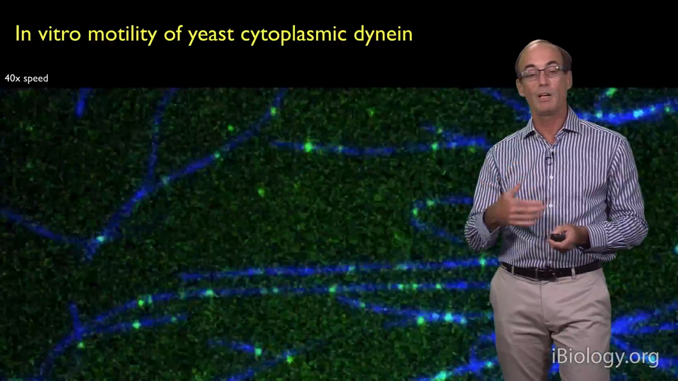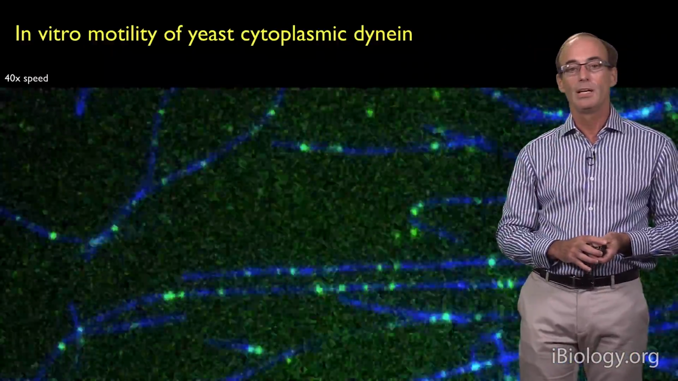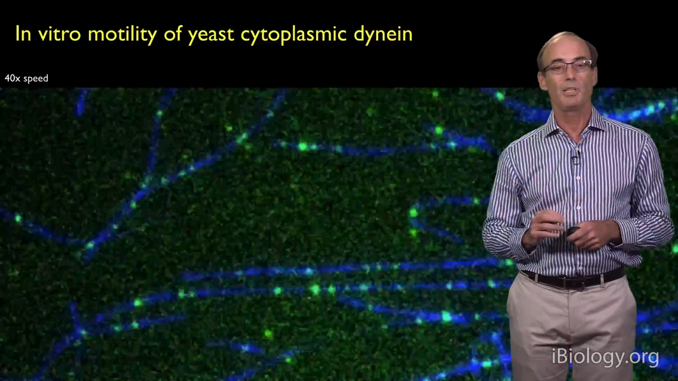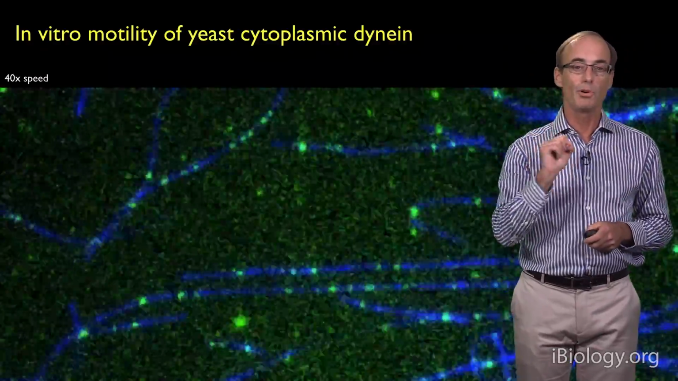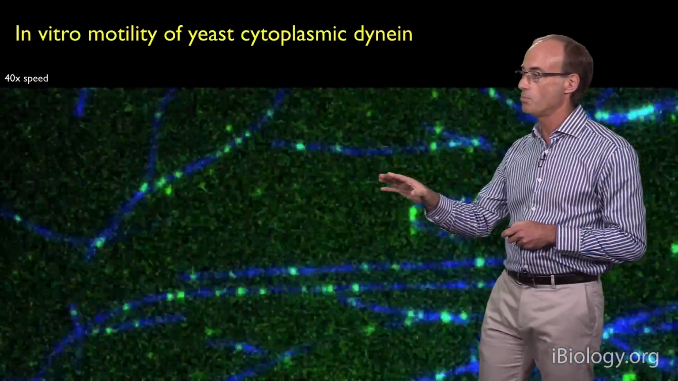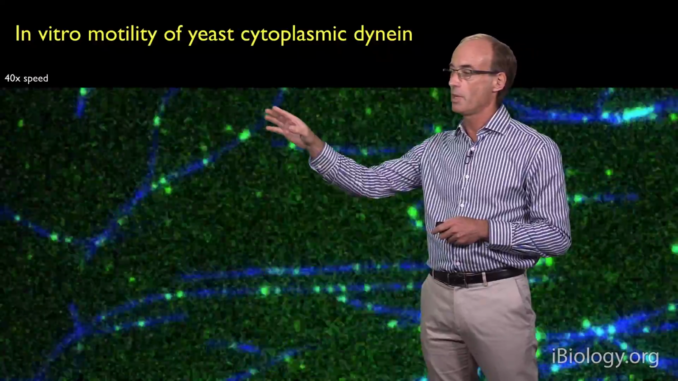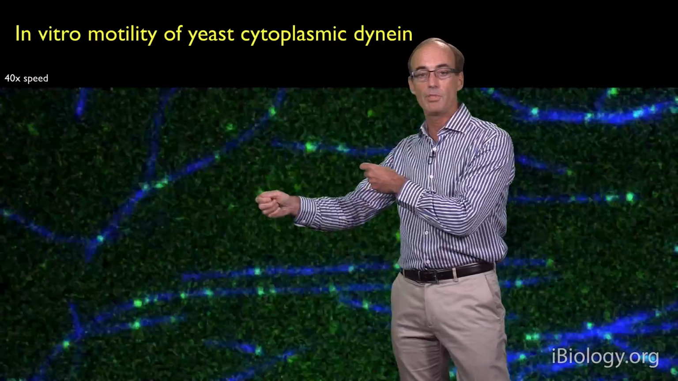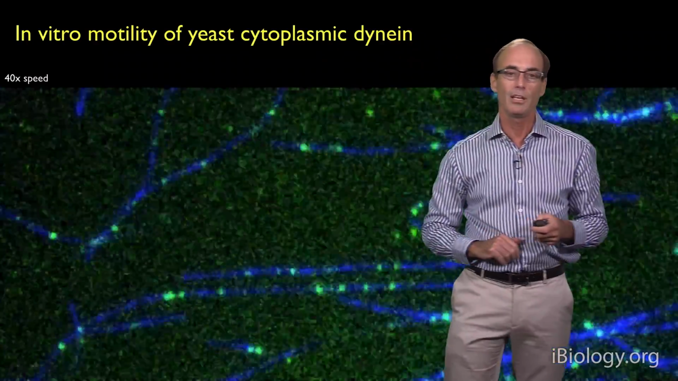So let me tell you first about in vitro motility assays. This shows an in vitro motility assay for yeast cytoplasmic dynein where we've labeled the dynein with a fluorophore. And you can see these individual dynein molecules moving beautifully along these microtubule tracks. It's processive movement, meaning the dynein can take many steps along the microtubule track without letting go.